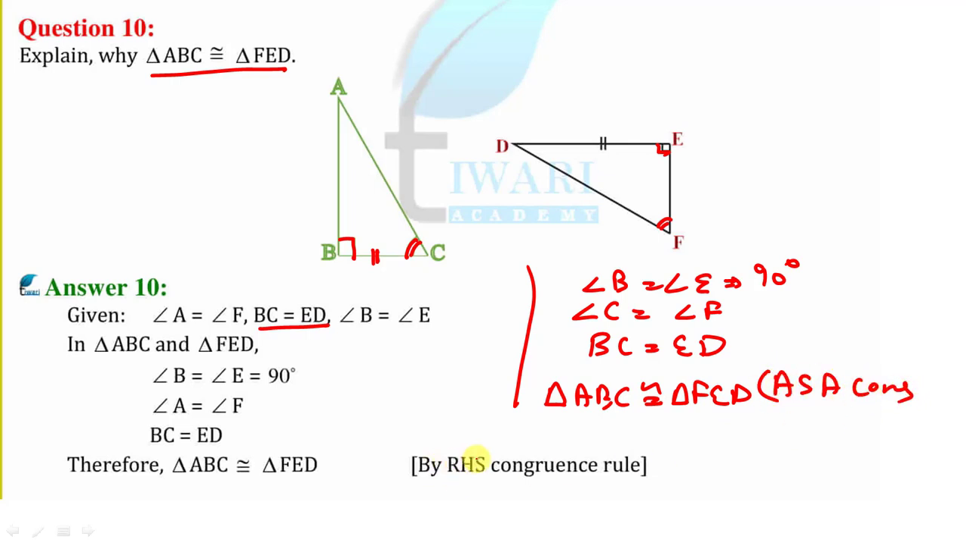So this is not true. RHS is not true. Right angle, hypotenuse, side, but here the hypotenuse is not equal. So the congruency criterion is ASA congruency criterion, which is your required answer.